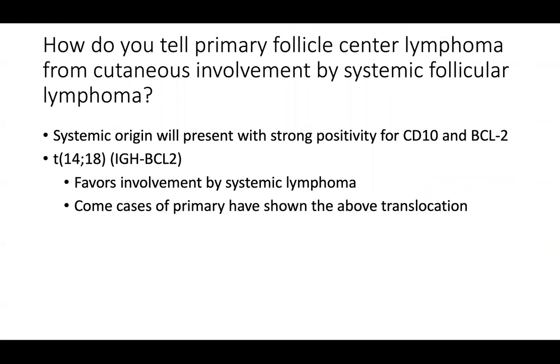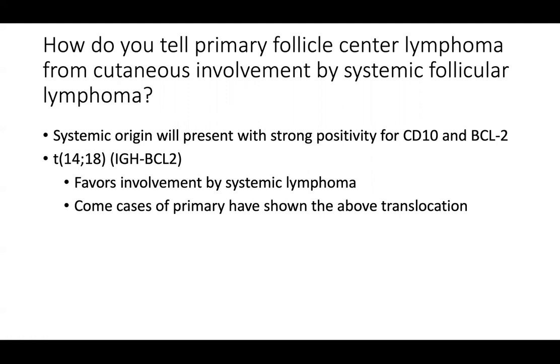So how do you tell the primary follicle center lymphoma from cutaneous involvement by systemic follicular lymphoma? The systemic origin will present with strong positivity for CD10 and BCL2. There's a nice paper that looked at more than 50 patients, I believe in Spain, and they submit some pretty strong data that suggests that if you've got BCL6 positivity diffusely in the skin, and you've got diffuse CD10 as well as BCL2, this could be indicative of a cutaneous involvement by a systemic follicular lymphoma.